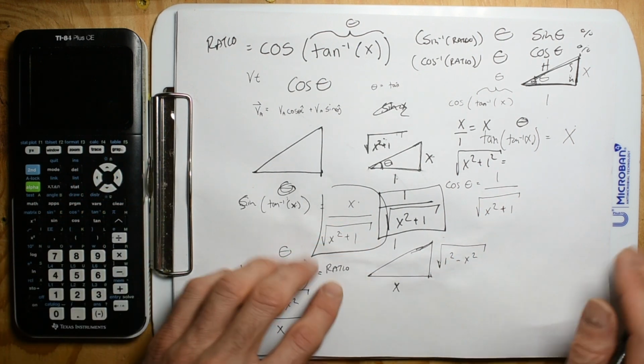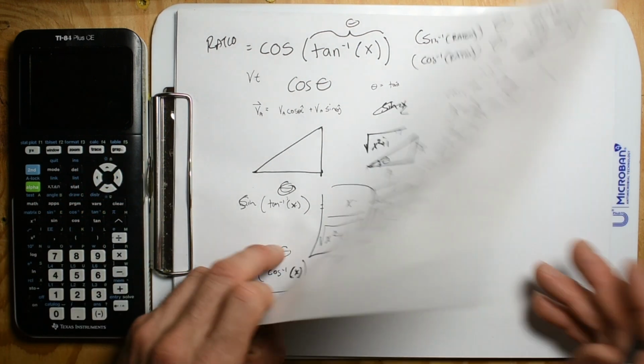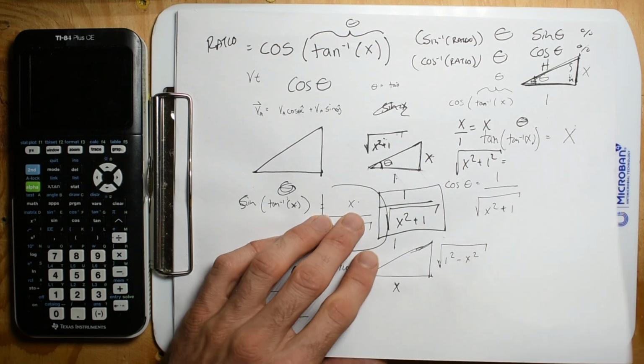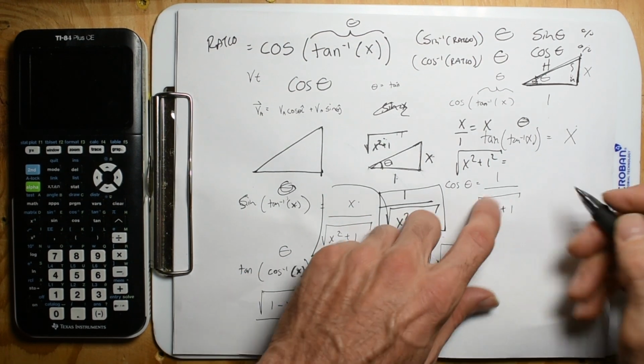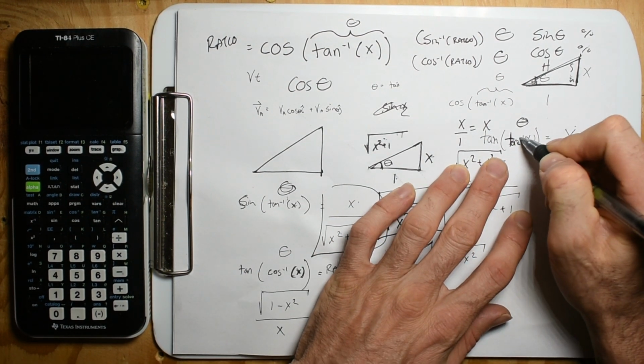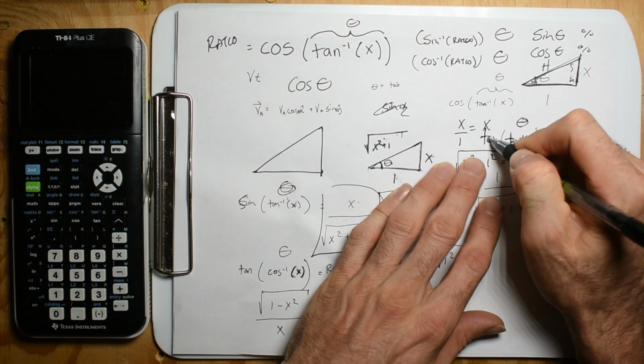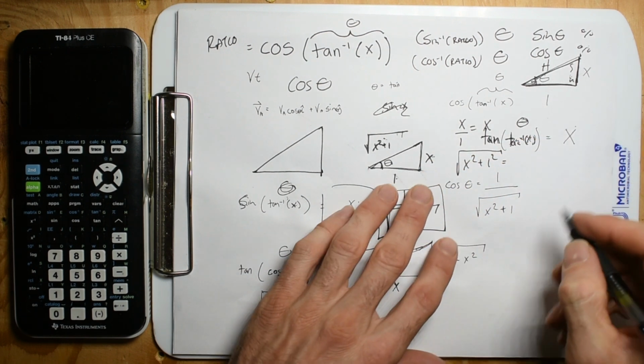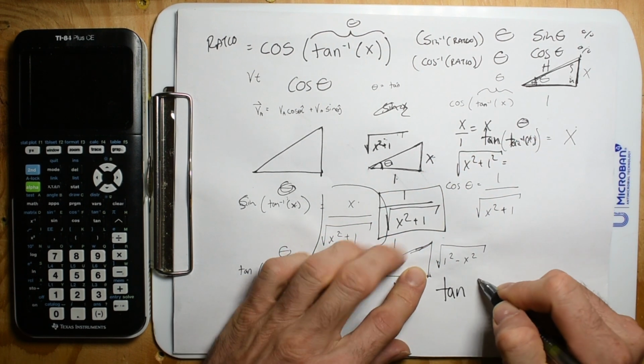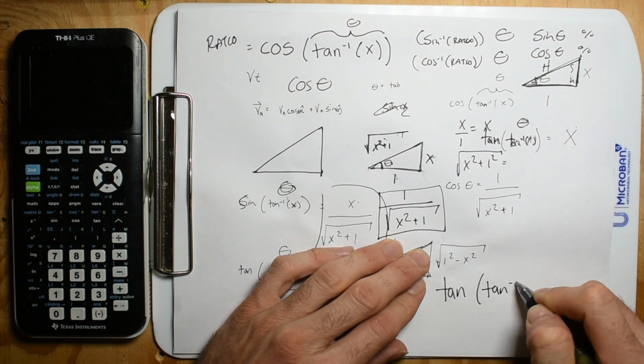And what I wanted to do, alright, look at this one. I wanted to do inverse tangent of x, but we're going to take the tangent of inverse tangent. So let's write it again. We want to take the tangent of inverse tangent of x.